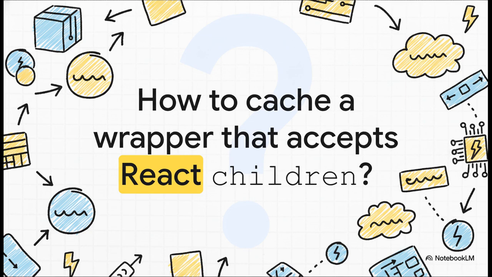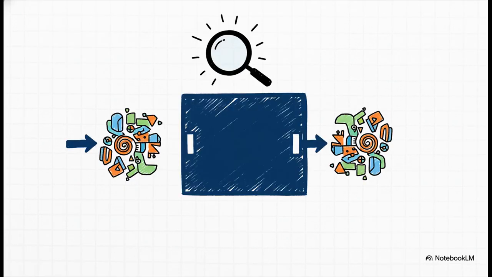Since React components aren't serializable, how in the world do we solve this puzzle? The solution is actually pretty clever. You can accept these complex, unserializable values as long as you promise not to look inside them.